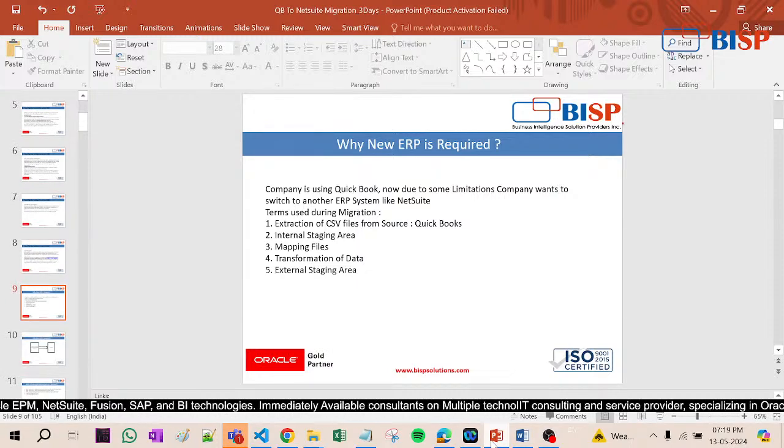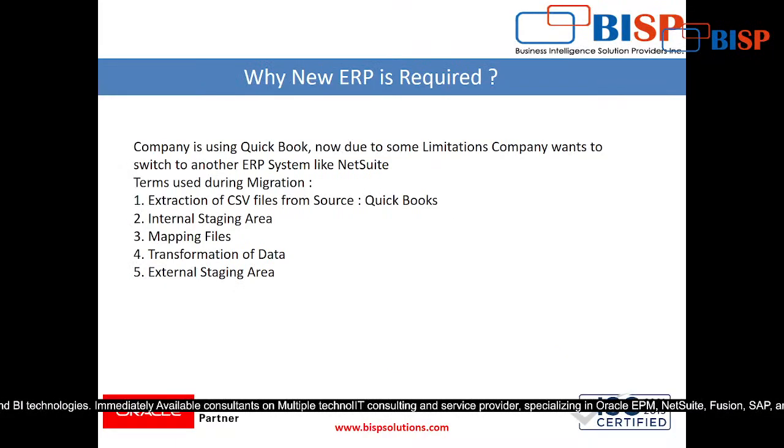Now, why is a new ERP required? See here, the company is using QuickBooks. Now in this, what we are going to see. Now this BRD is complete, right? I will again show you some more points that are used to write in a BRD. First, let's see this. The company is using QuickBooks. Now due to some limitations, the company is switching to an ERP, right? NetSuite.